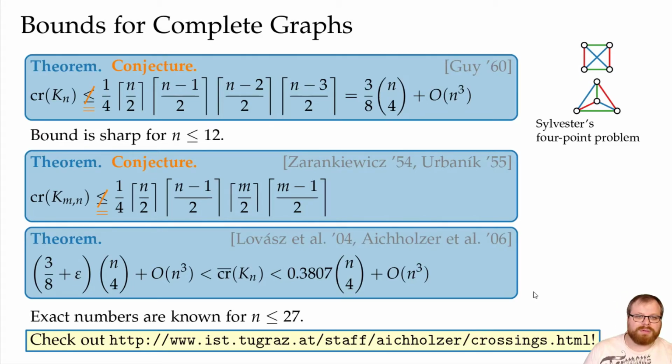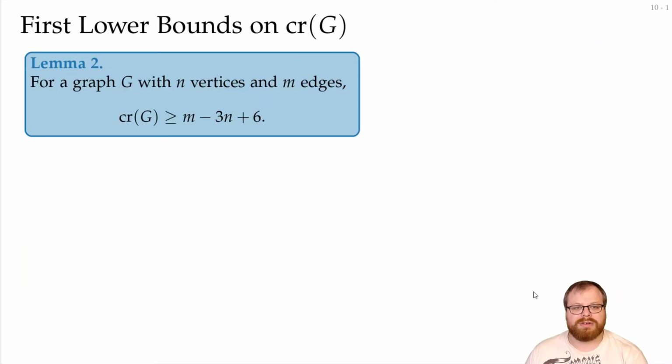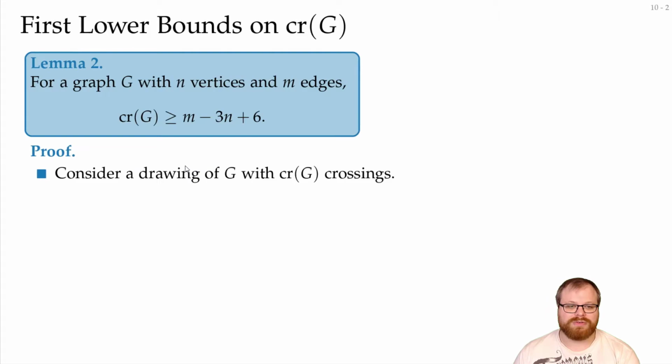Now let's move away from complete graphs and try to find some lower bounds depending on the graph. The first lower bound we will establish is: if we have a graph with n vertices and m edges, then the crossing number is at least m minus 3n plus 6. This should ring a bell for you. Whenever you see 3n and a 6, this comes from planar graphs. Planar graphs can have at most 3n minus 6 edges. And it's not a coincidence that this shows up here, because we will use that in the proof.